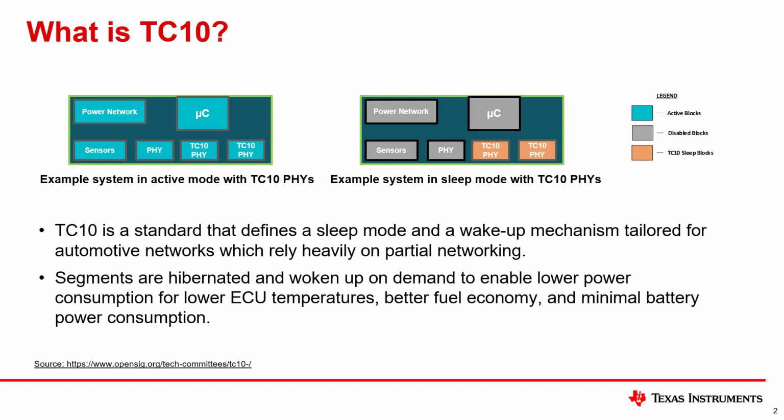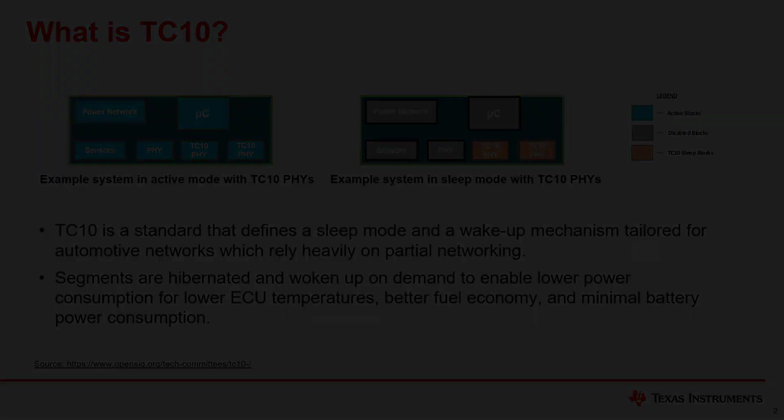We will start with an introduction of what TC10 is. TC10 is an automotive Ethernet standard that defines a sleep mode and wake-up mechanism. This standard is useful for automotive applications because modern vehicles rely on partial networking for lower power consumption, lower ECU temperatures, better fuel economy, and minimal battery power consumption.